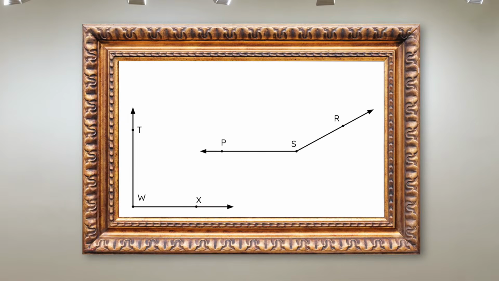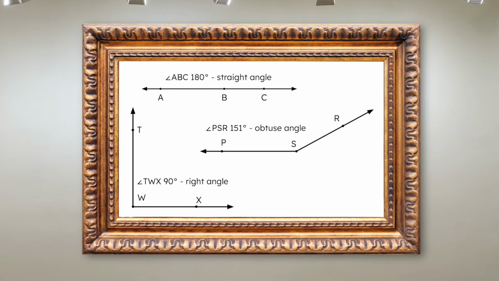Angle TWX is a right angle that measures 90 degrees. Angle PSR is an obtuse angle that measures 151 degrees. For the angles you drew, your straight angle should form a line and measure 180 degrees, and your acute angle should be less than 90 degrees. Each one should be named with 3 points, with the vertex in the middle.